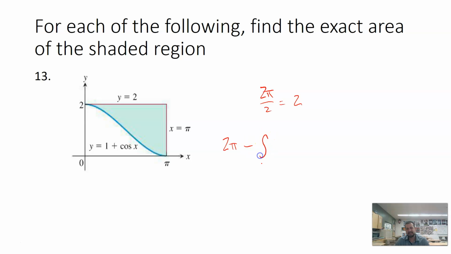If I wanted to subtract off the integral from 0 to pi of that function right there, I could do that as well. And when I would, that's not 2 pi, that's pi. Jeez, Parker. Okay, you would find out that this answer is pi as well.